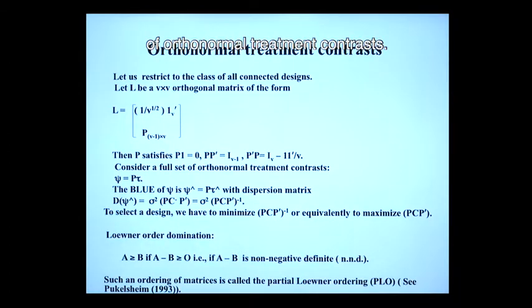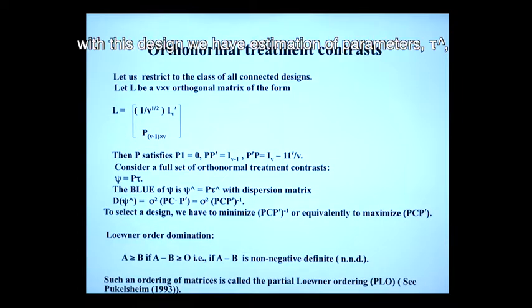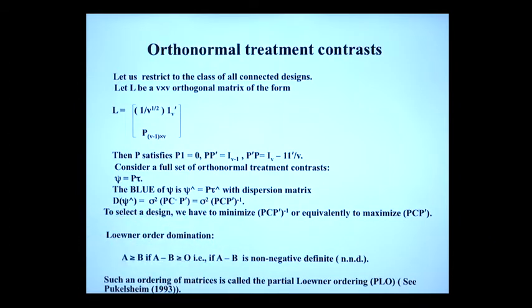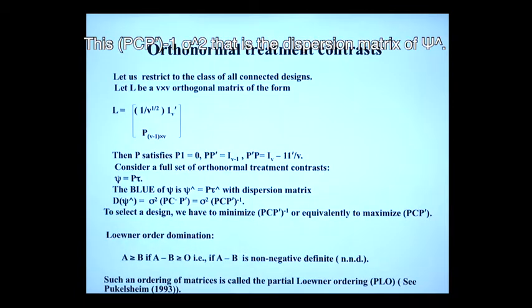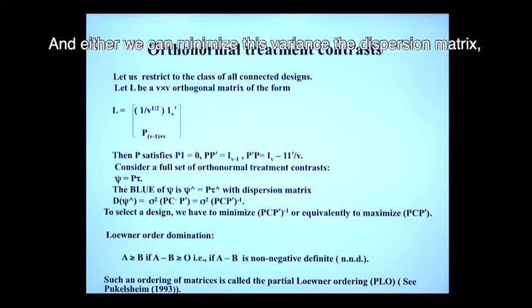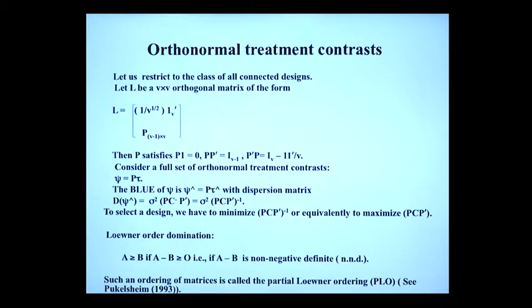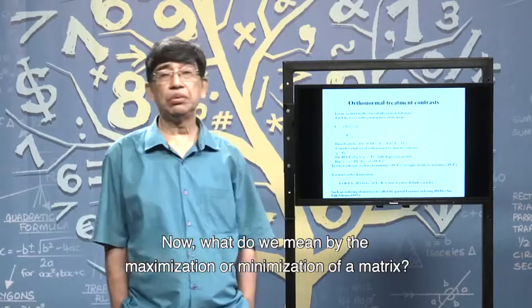of orthonormal treatment contrasts. Now, if we use a design d, then with this design we have the estimation of parameters and hence tau hat, and once we get tau hat we get psi hat. It is unbiased with variance this, P C prime P prime inverse into sigma square, that is the dispersion matrix of psi hat, and we will either minimize this variance or dispersion matrix, or we can maximize the information matrix, its inverse, P C P prime. Now, what do we mean by maximization or minimization of a matrix?